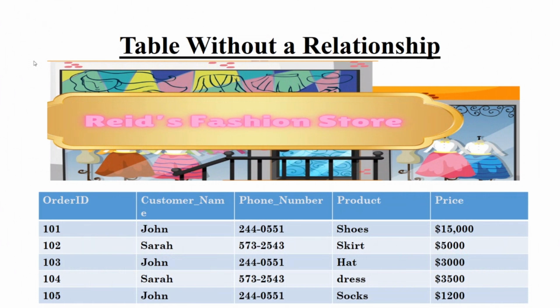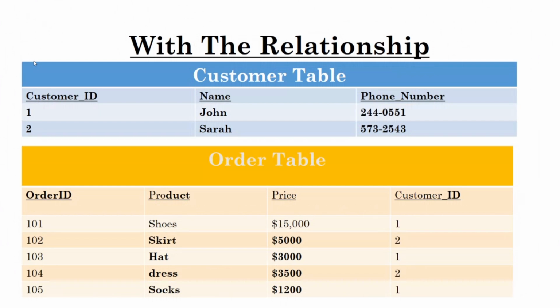Because as you're seeing, the customer John, his name and his phone number is repeated 3 times, while Sarah's information is repeated twice. So this right here is a waste of space, as every time a customer places an order, their names and phone numbers have to be repeated. And think about it, if John changes his number, we would have to update all the 3 rows to reflect that change. So let's now examine how the store's data would look if a relationship actually exists.